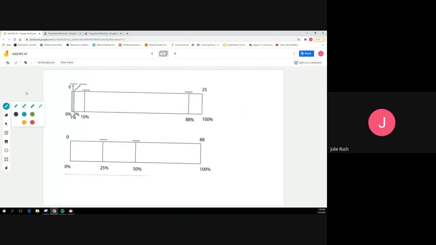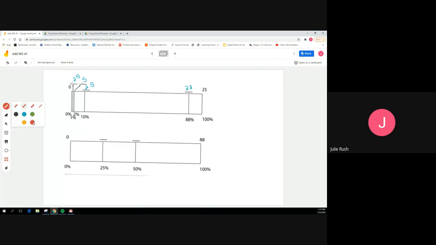Let's see if that trend continues. 25 and 100, 0 and 0. They went to 10%, which is 2.5. Then went to 1%, which was 0.25. Then doubled that to get to 2%, which was 0.5. Then 0.5 and 2.5 is 3 for 12%, and 25 minus 3 is 22. Almost identical to what the last student did.